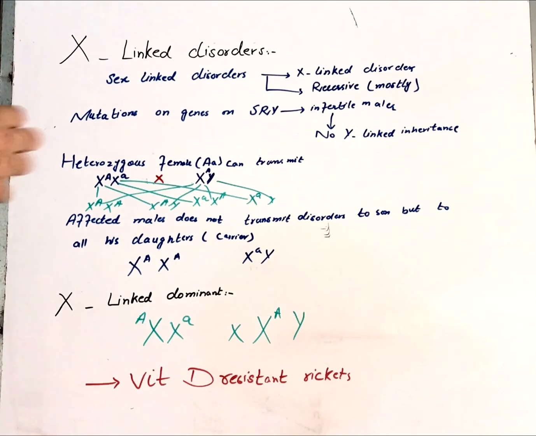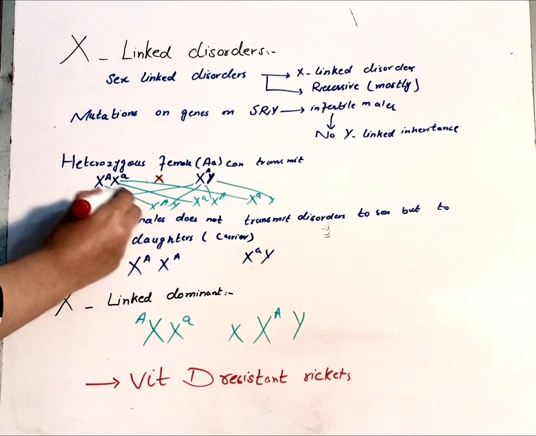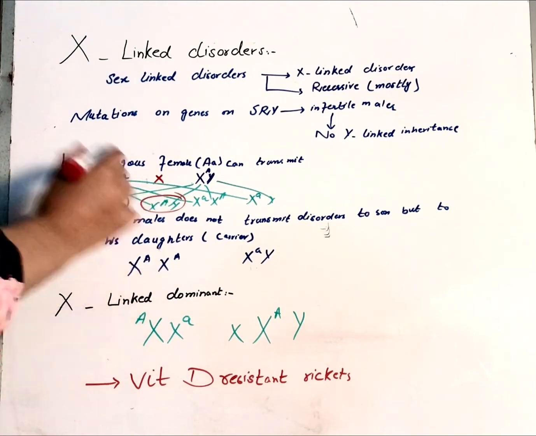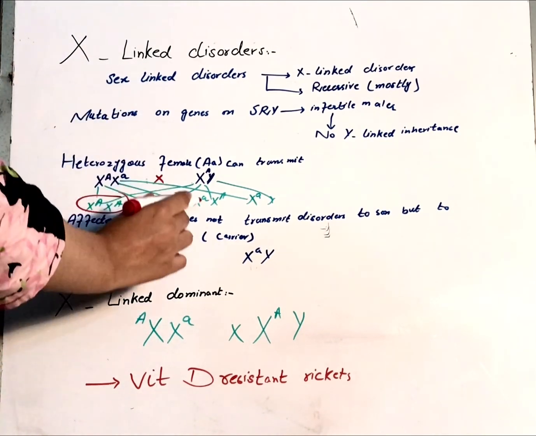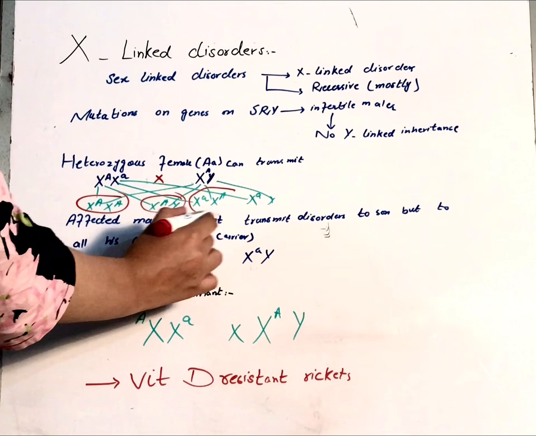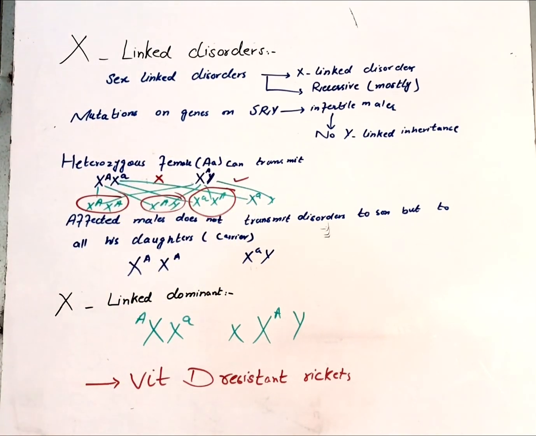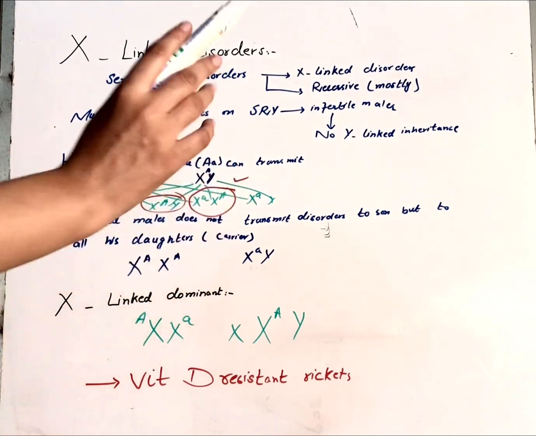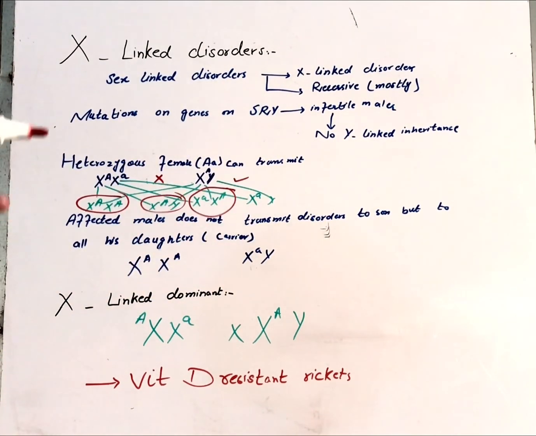Now, you can see the first one is a female and she is normal. She is not even a carrier. The second one is a male. He is also normal. And the third, a female, is again a carrier like her mother. And one boy is affected with this disease. So a heterozygous female can transmit this disease to her sons.